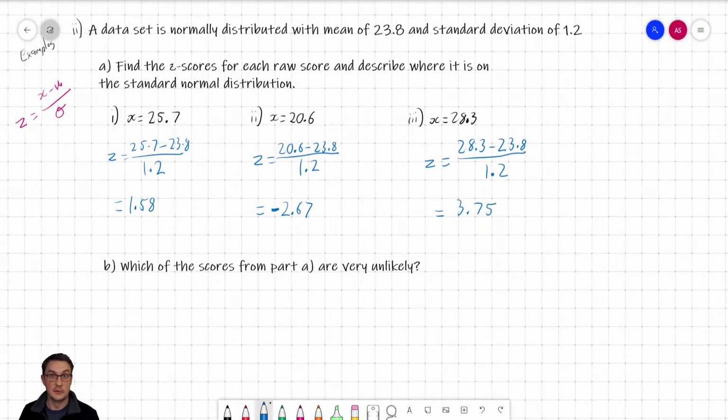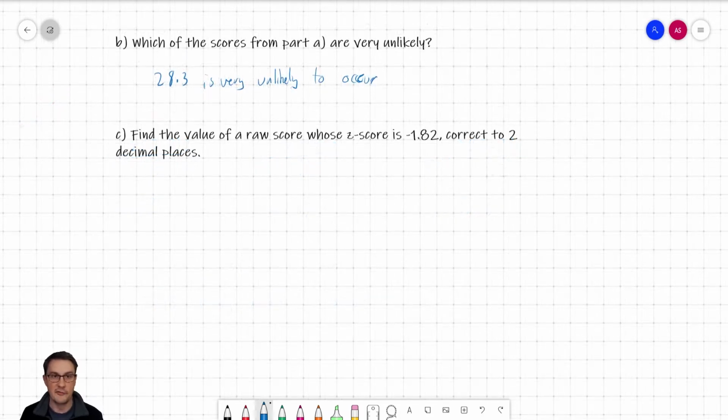So now that leaves us with part B, which asks which of the following scores from part A are very unlikely. Well, I've kind of just answered that. That's going to be that score of 3.75, or the raw score of 28.3. So 28.3 is very unlikely to occur. And it's because of that reason, which I stated before.